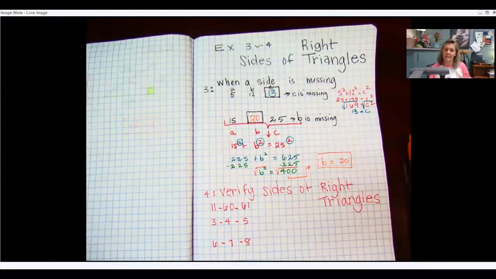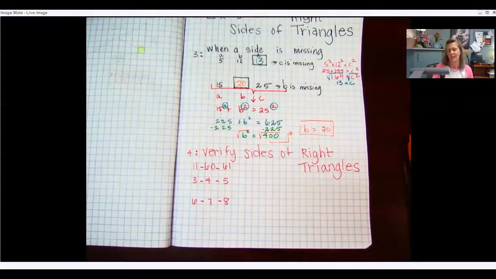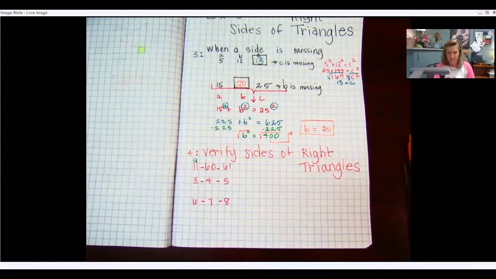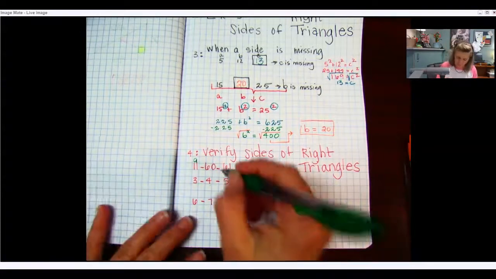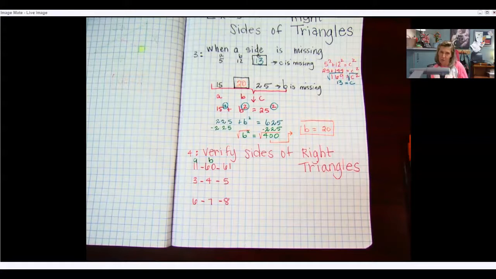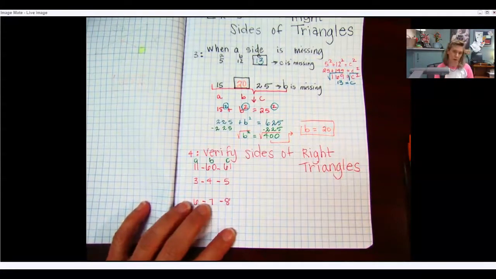Okay, last one. So this down here, guys, it's truly like a true-false question. So what we're going to do is take the A value of all these first numbers and square them. We're going to take the B value and square those. And then we're going to add them together. And then we're going to see if it equals the square of this last value here.